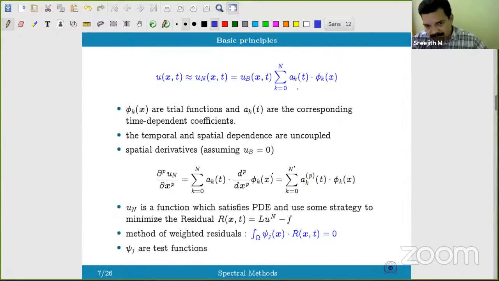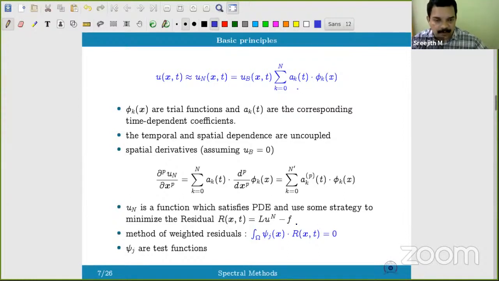So you have to find this un, that is the procedure. In order to find un, we substitute un in the actual partial differential equation and find the residual. So the residual is un minus ft. We have to minimize this residual. For minimizing the residual, we use the weighted residual method. So multiply with a test function psi j and integrate over the whole domain, and it will give 0.